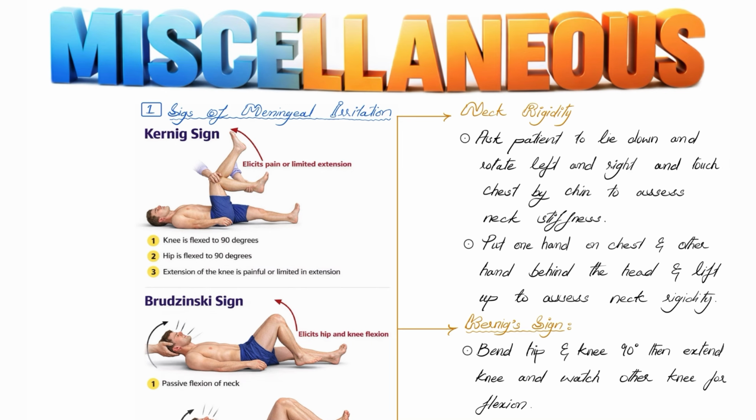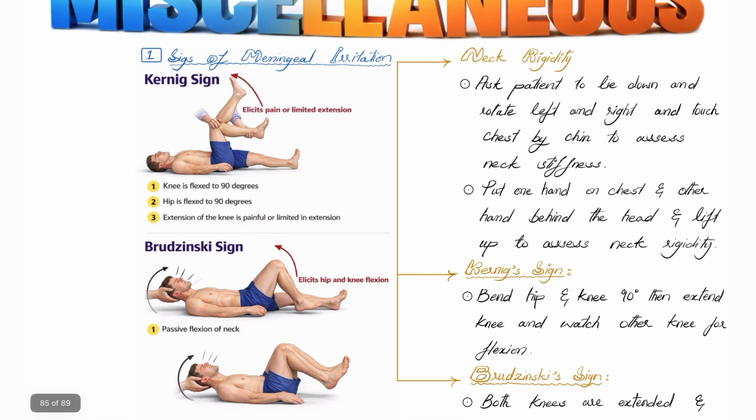When the meninges are irritated because of meningitis, then you will be able to find neck rigidity, Kernig sign, and Brudzinski sign. For assessing the neck stiffness, ask the patient to lie down and rotate his neck left and right and touch his chest by his chin. And for assessing neck rigidity, put one hand on the chest of the patient and the other hand behind the head and lift up the head.